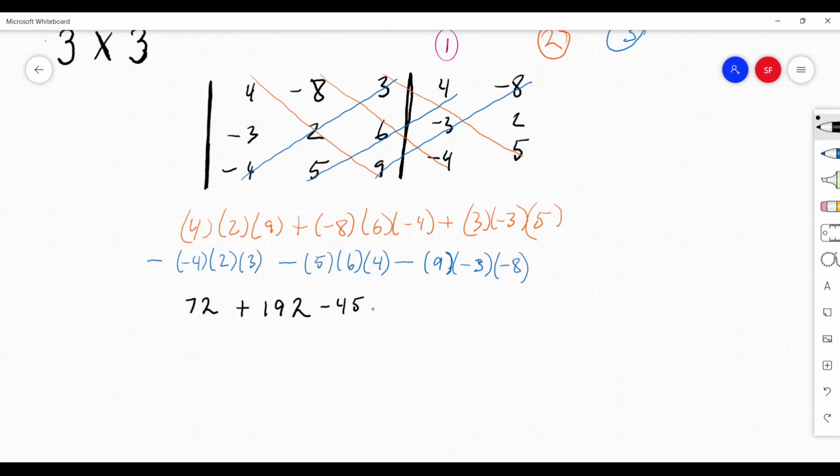Then minus negative 4 times 2 times 3. Oh, we put them next to each other? Yeah, we're doing all of this together. Cool. Negative 24. Wait, what is that? It's minus 24. Minus negative 24. Just kidding.